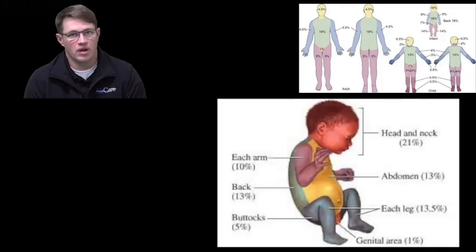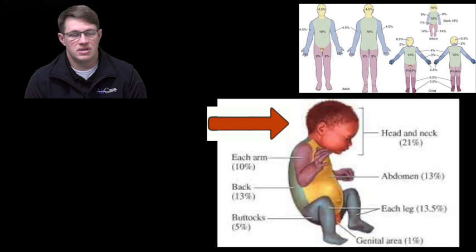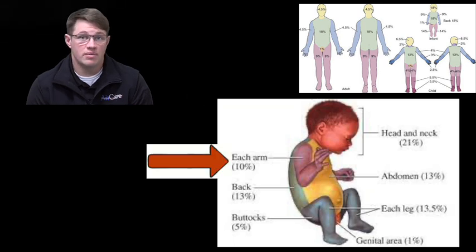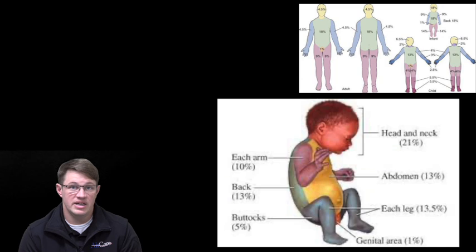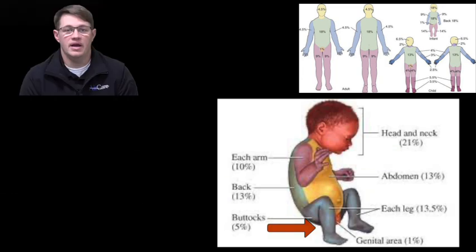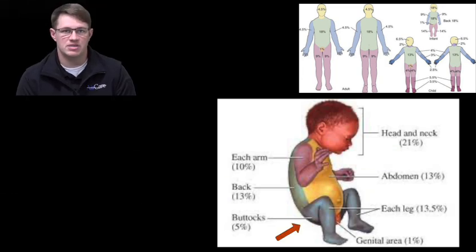Now, when we talk about pediatrics, it gets a little bit different, right? Kids have a lot bigger head, so their head's going to be a higher percentage. So let's talk about infants. You can look at the chart next to us and kind of follow along. For heads, typically 21%. For arms, about 10%. Trunk, usually about 26%. Each leg is about 13%. And the buttocks and the groin is about 6%.